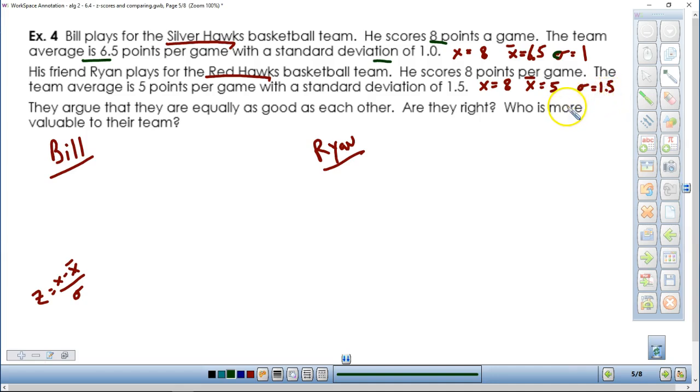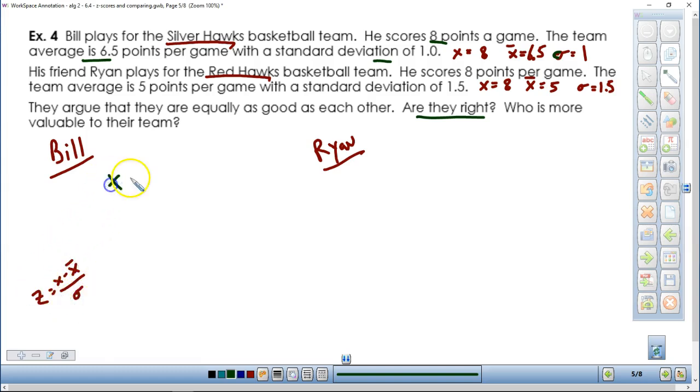They are arguing that they are equally as good as each other because they score the same number of points. But the question is, are they right? Who would be more valuable for their team? This is where z-scores really do a good job because we are able to compare Bill and Ryan relative to their teams by using z-scores. So we're going to use that z-score formula.